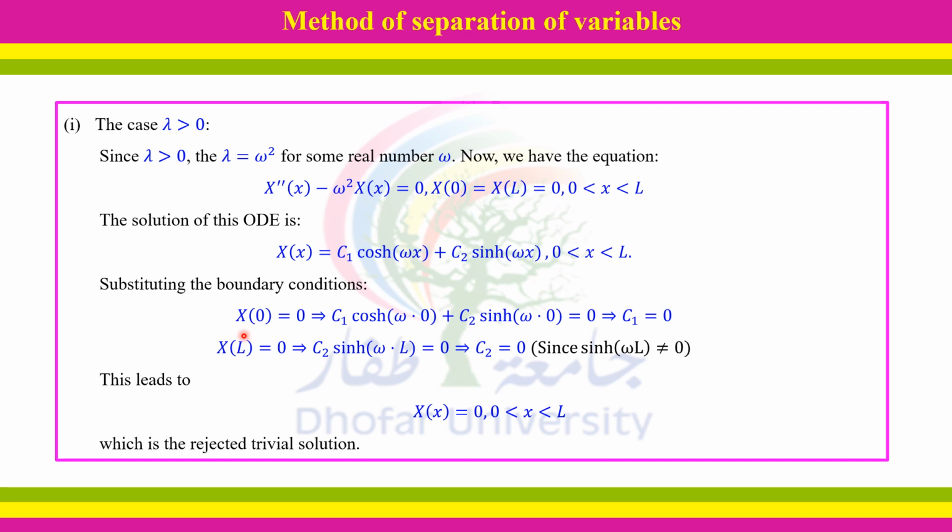Now we substitute the second boundary condition. That means we substitute x equal L, and from it we obtain C2 sin(omega L) equal 0. But since L is strictly bigger than 0, sin(omega L) is not 0. It is a positive value, that is not 0. And that means C2 is 0. So if C1 and C2 are both zeros, then that will lead us to the solution X(x) equals 0, the trivial solution, which is rejected.